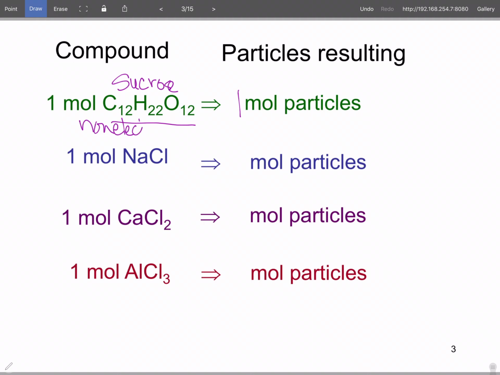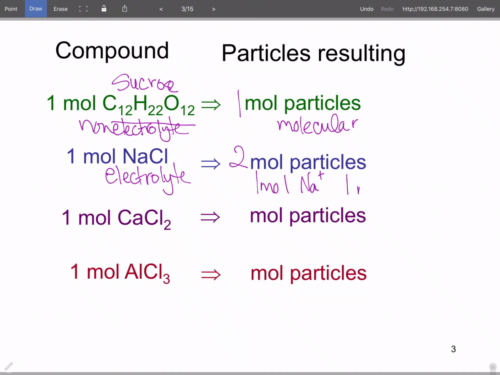Now remember from general chemistry what a non-electrolyte is. It's a molecular compound, so when it hits solution, it doesn't dissociate. On the other hand, sodium chloride is an electrolyte. That means when it hits solution, you end up with 2 moles of particles, 1 mole that's sodium ion and 1 mole that is chloride ion. So 1 mole of sodium chloride, colligative property-wise, has an effect of 2 particles.